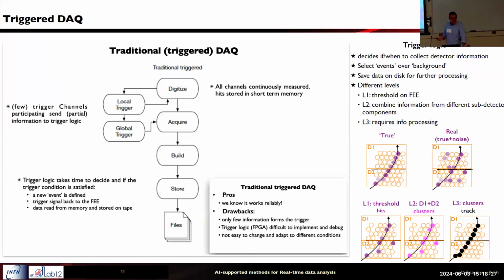Now you have your signals, and you have to decide if you want to keep the signal or not. In any data acquisition chain you may imagine, you have to decide if the signal that you are seeing is interesting or not. How can you do that?